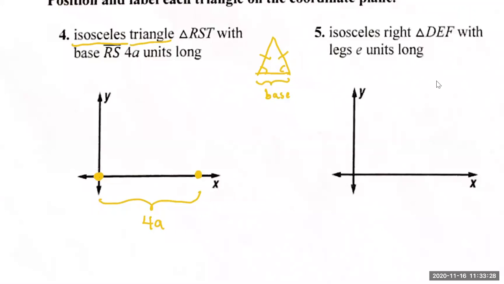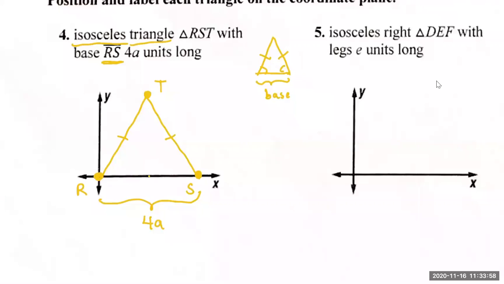And they described the base as RS. So let's label this R, let's label this S. And T, because this is an isosceles triangle, the other two sides are going to be the legs that are congruent to each other. So let's position this so it's halfway above the midpoint. And let's sketch in the isosceles triangle. And we know that these two are congruent to each other. The base is 4a units long, and the missing vertex is T.